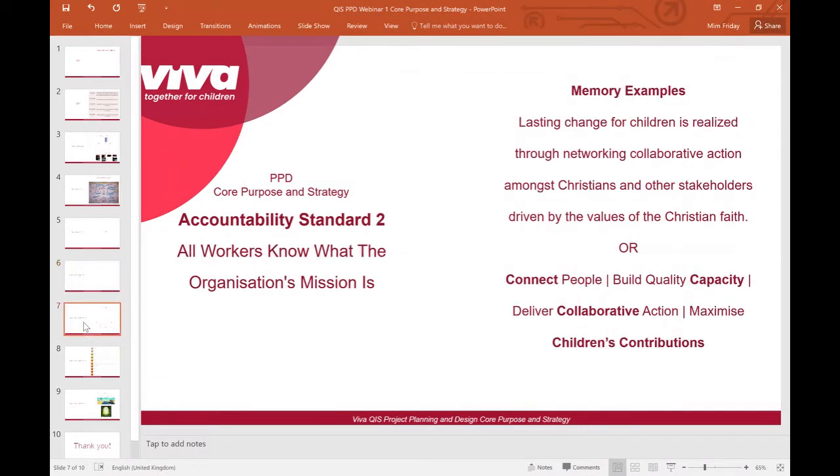Okay, standard number 2, all workers know what the organization's mission is. Okay, so here's another little memory test. There's two mission statements on the right-hand side. The first one, lasting change for children is realized through networking, collaborative action amongst Christians and other stakeholders, driven by the values of the Christian faith. What's wrong with that statement? Anything? I think it's too long. Mm-hmm. That's one of the things. Very long and so wordy. Yeah.